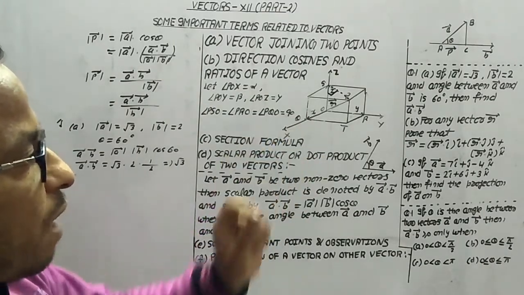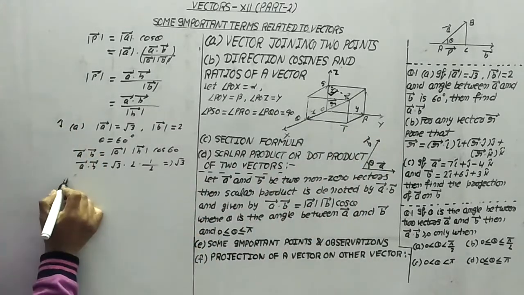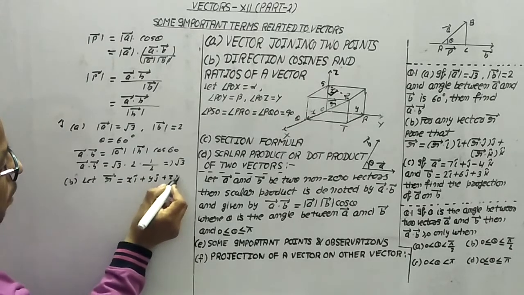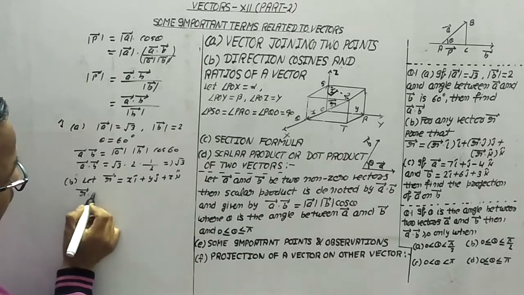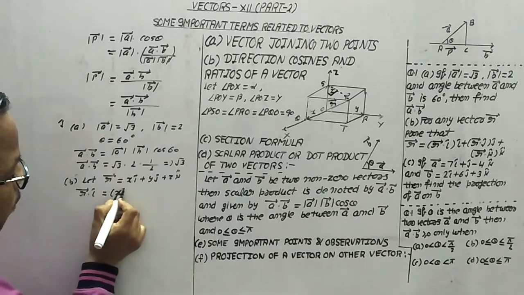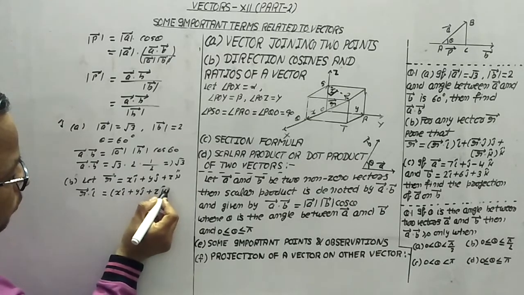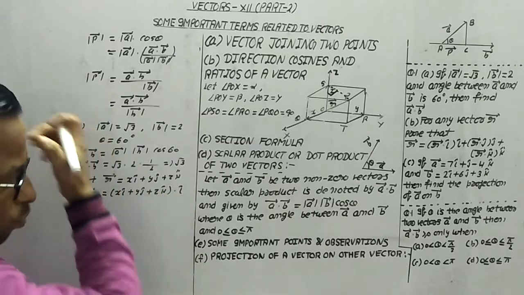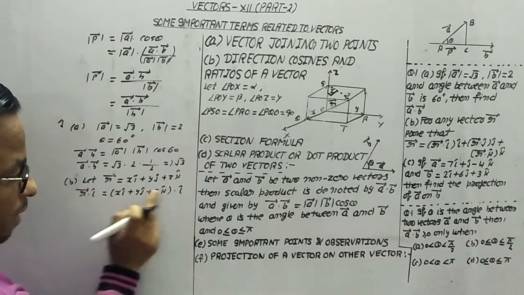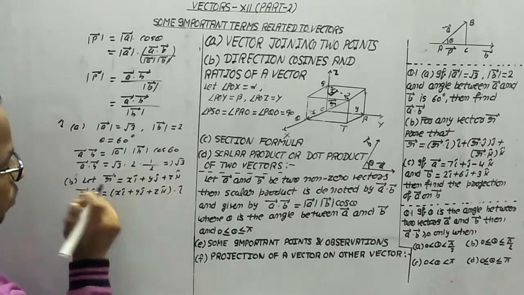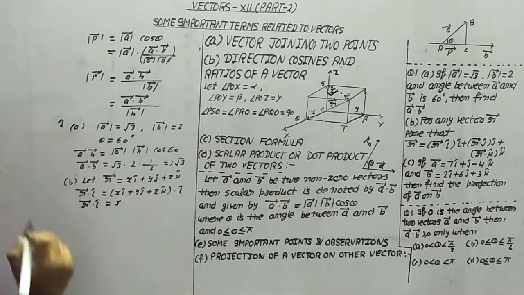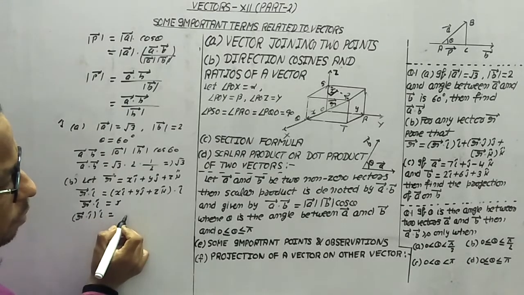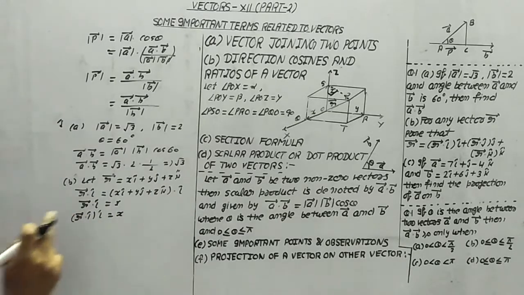Now we have to prove that for any vector R, this is equal to this. For this, let R is equal to xi plus yj plus zk. First of all, we will find R dot i. Now R dot i means xi plus yj plus zk dotted with i. You know very well i dot i is equal to 1, j dot i is equal to 0, and k dot i is equal to 0. It means R dot i is equal to x only. Therefore we have R dot i into i equal to x only. So this is the value of x.